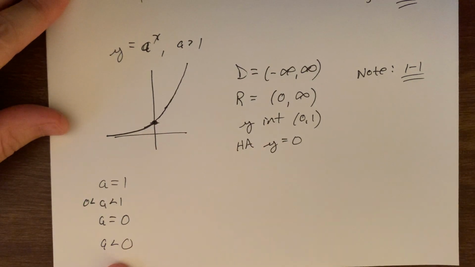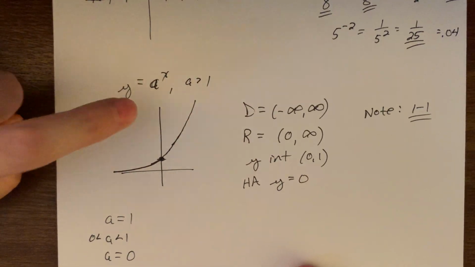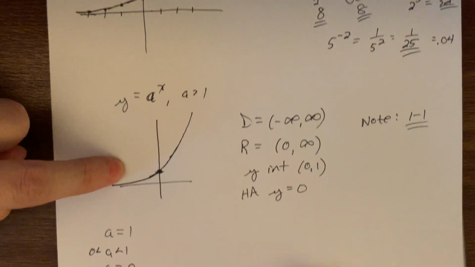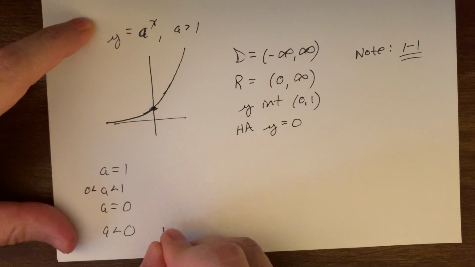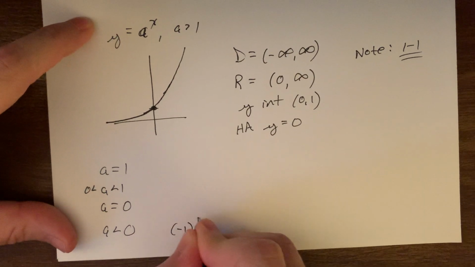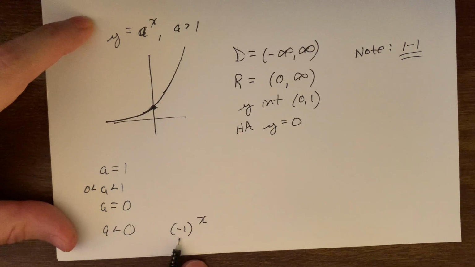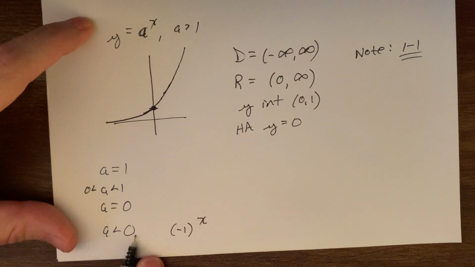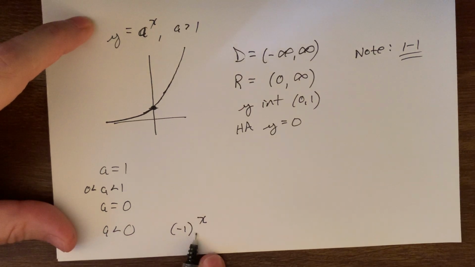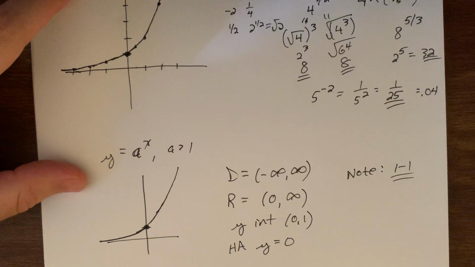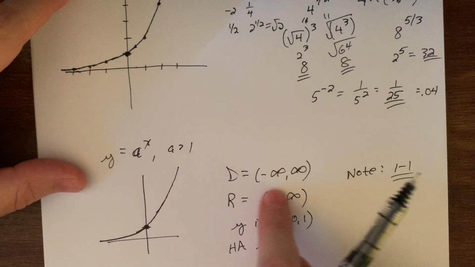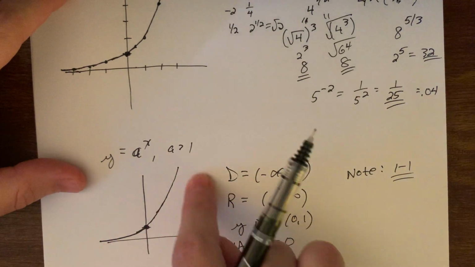All these are functions, but they just don't fall into this nice, neat category that we were just showing right here. For instance, if a is less than 0, let's think of negative 1 to the x. That would give you an example of a being less than 0. You lose your continuity, right? Thinking about the continuity of these graphs, this is fully continuous on its domain. There's no breaks or holes.